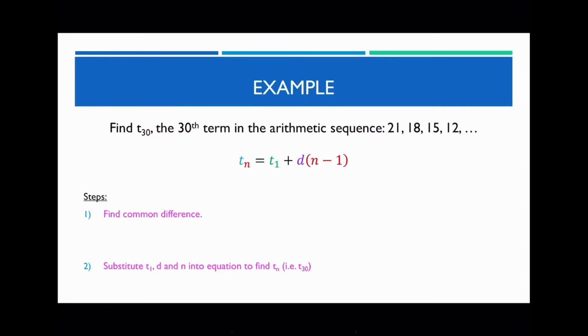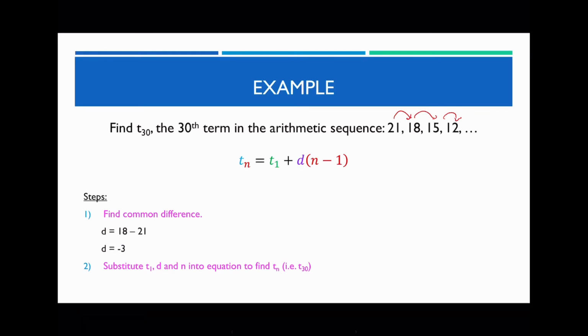Okay, so let's look at an example just so you have a better understanding. This question wants you to find the value of the 30th term in the arithmetic sequence down below. So all we're doing now is finding out what my T1 value is, finding out what my common difference is, and then substituting it into the formula. So firstly, find out your common difference. If you notice that it keeps going down by the same amount, this is an arithmetic sequence, going down by -3. So therefore, common difference is equal to -3.